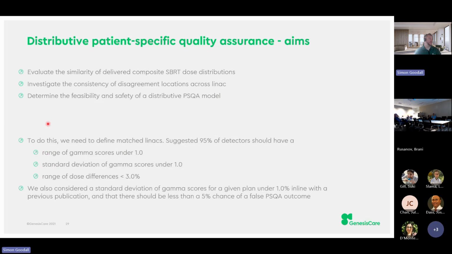And to do that, we first had to define what we mean by how well we would like them to be matched, because it isn't necessarily a well-defined thing. So I won't just read these out to you, but we'll come back to them as we go through. But we're looking at the range of patient-specific QA results across machines and the range of dose difference that we see.